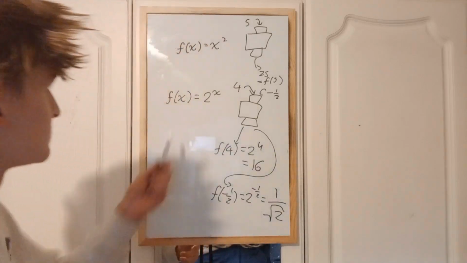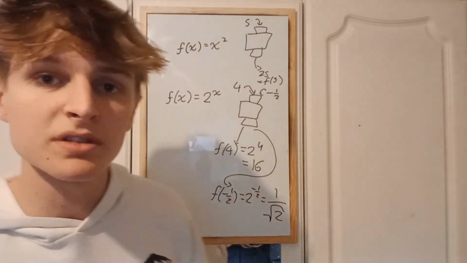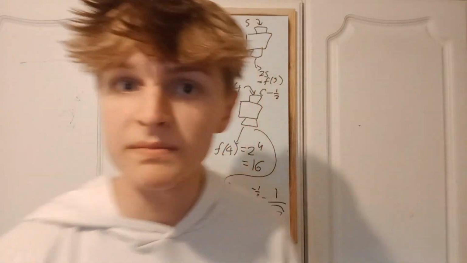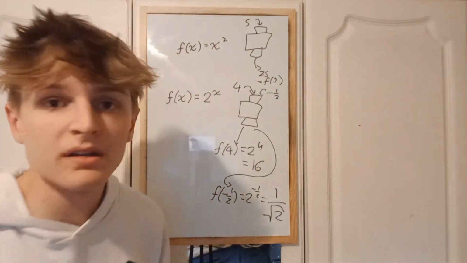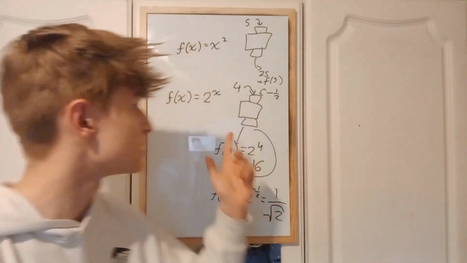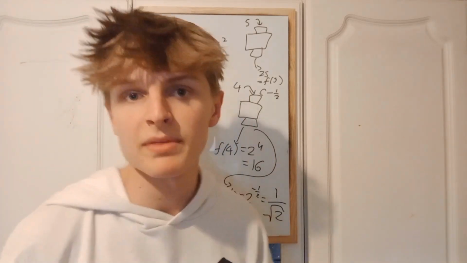And of course, this function here could represent the rabbit colony again. For example, if you plug in 3, that could mean 3 hours after the rabbit colony started, well, you've got 2 to the 3, which is 8 rabbits in the colony.